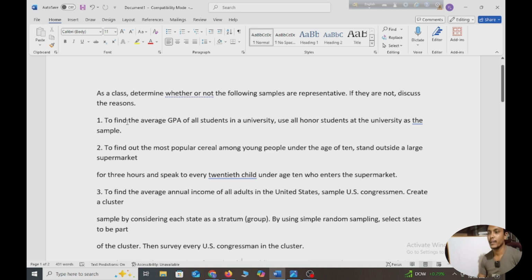Okay. So to find the average GPA of all students in a university, use all honor students at the university as the sample. Okay, so we can discuss this, right? There might be master students in this university, maybe PhD students, right? If you think about them as well, and you're trying to find the average GPA of all students, this could be a wrong idea, to consider only the honor students, right? This might be a possibility for not being a good sample, right? We're just considering the situations, guys.